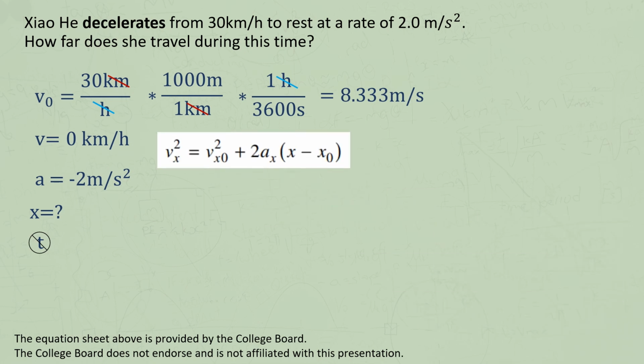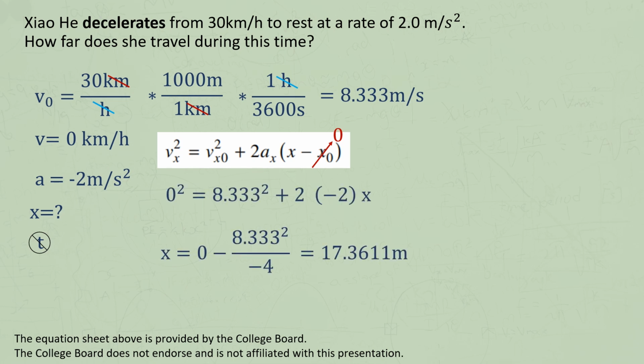In this case, as in most cases, at time t equals 0, she was at the origin, x equals 0, so x0 is 0. So we just plug in the numbers, rearrange it, and solve for x, which gives us a final displacement of 17.3611 metres. Finally, since the minimum number of significant digits given to us in the original question was 2, we should round our final answer to 2 significant digits.